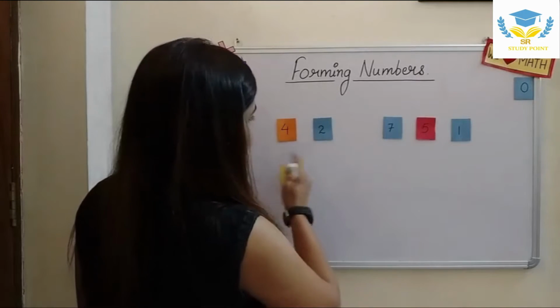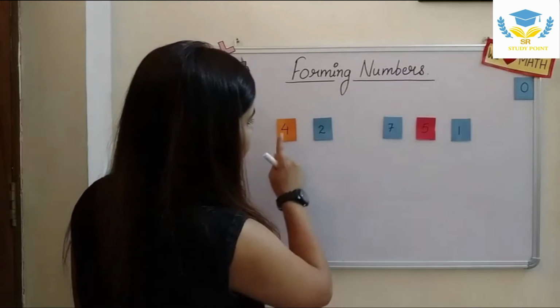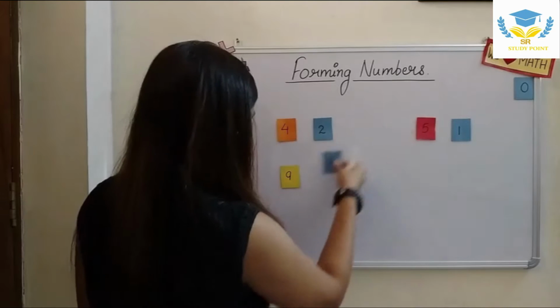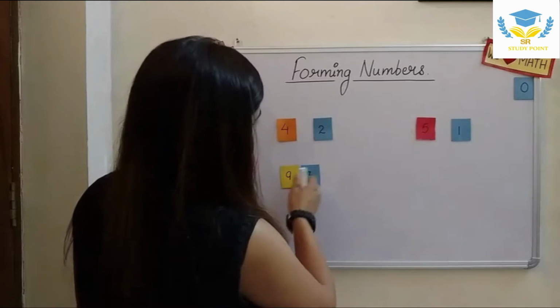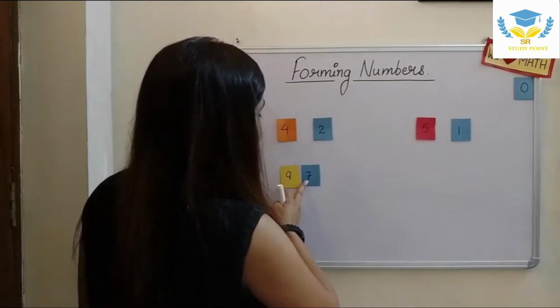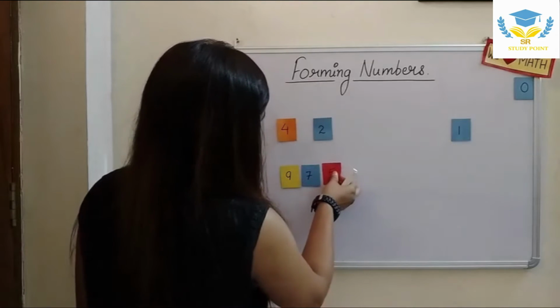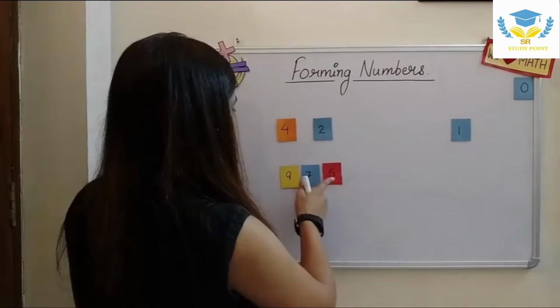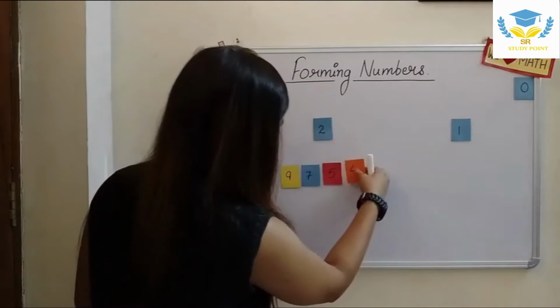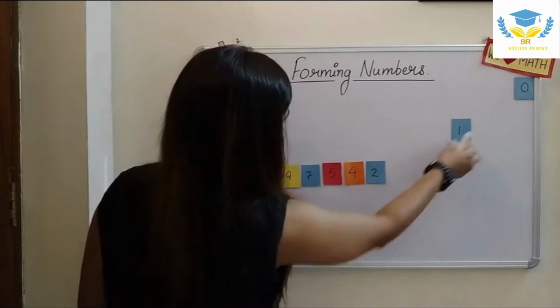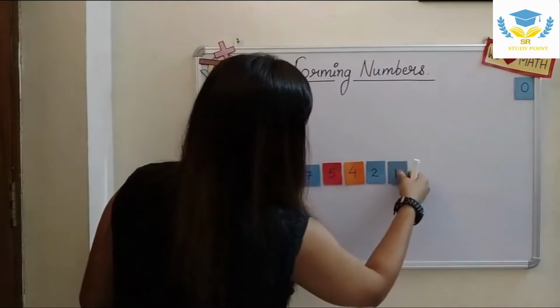Then the digit which is smaller than 9. 4, no. 2, no. Yes, it's 7. Then the digit smaller than 7. Yes, it's 5. The digit smaller than 5. 4. Then it will be 2. And it will be 1.